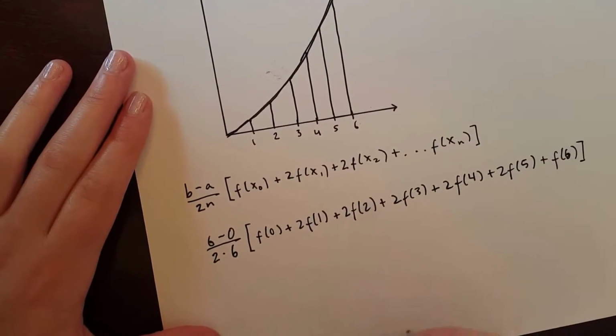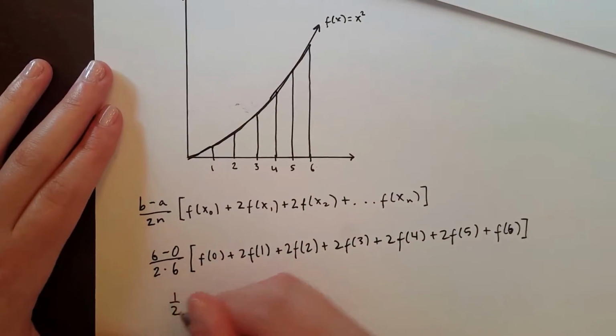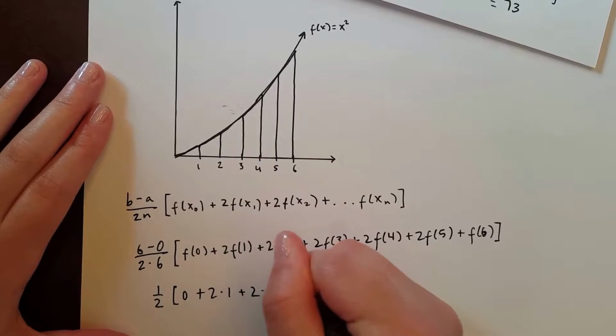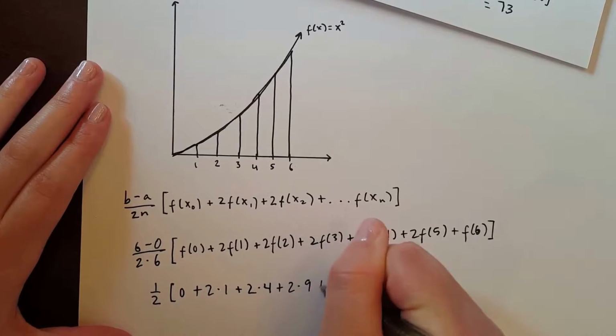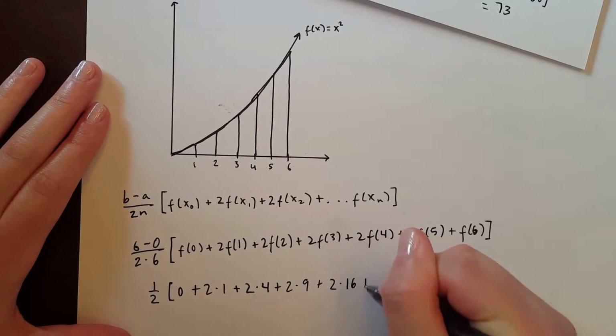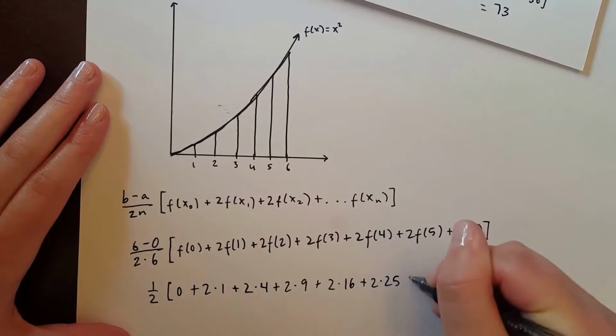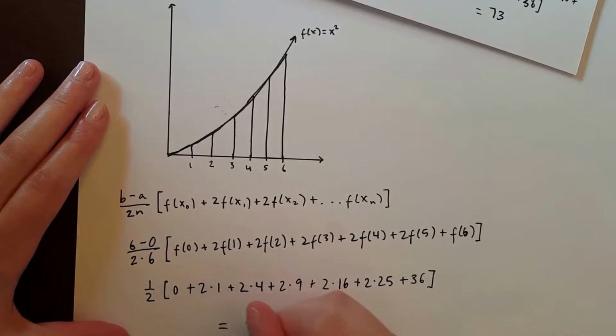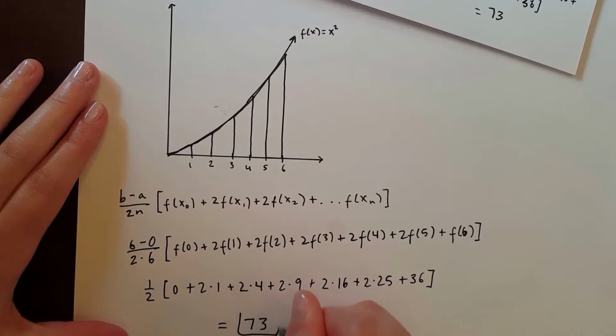Then you're going to simplify that, so you have 1/2 times 0 plus 2 times 1 plus 2 times 4 plus 2 times 9 plus 2 times 16 plus 2 times 25 plus 36. Now if you plug all that in, you're going to end up with an answer of 73.